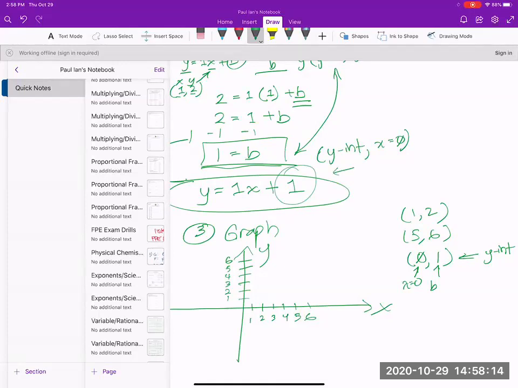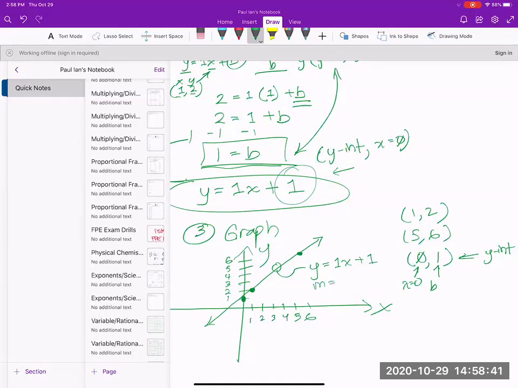1, 2, 1, 2. And then 5, 6. And then 0, 1. Yeah? Yeah. And then you just connect the dots. There you go. And then I guess you can just say this. Sometimes I do this. Y equals 1x plus 1.